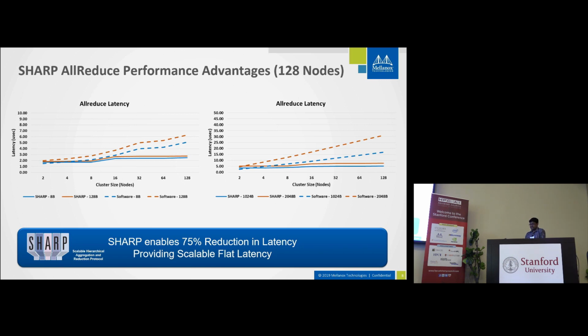Whereas if you take the host-based solution, latency increases as it scales, because it is a logarithmic number of steps and the host process is involved. It's a simple benchmark and doesn't have any computation, but in a real application, the application computation might interfere with the communication progress. With SHARP, you basically offload and have linear performance as it scales out.